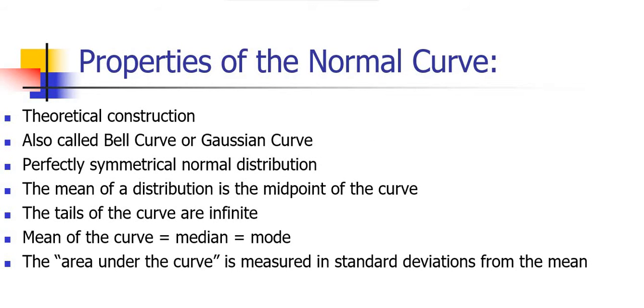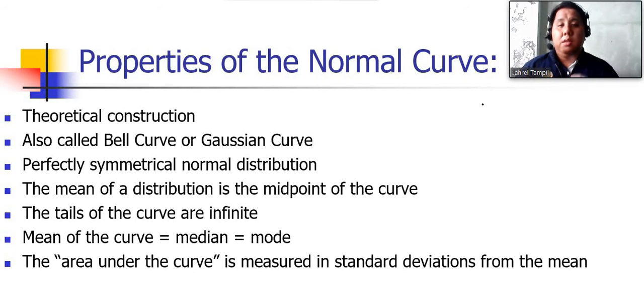Some properties of the normal curve. It is a theoretical construction. It is also called bell curve or the Gaussian curve. It is a perfectly symmetrical normal distribution. The mean of a distribution is the midpoint of the curve. The tails of the curve are infinite. Mean of the curve equals median equals mode, and area under the curve is measured in standard deviations from the mean.